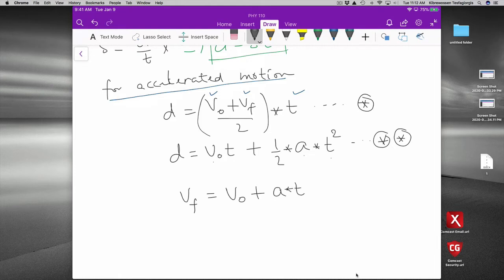Don't worry much about the derivation, because it can be a little challenging to show how we came up with this formula. Yes, you can derive it from the very basic equation that you see here, distance is equal to this, and with the very first equation, if you combine this and this, it's going to give you another formula, and so on and so forth. But how the formula is derived is not really within the scope of this course.